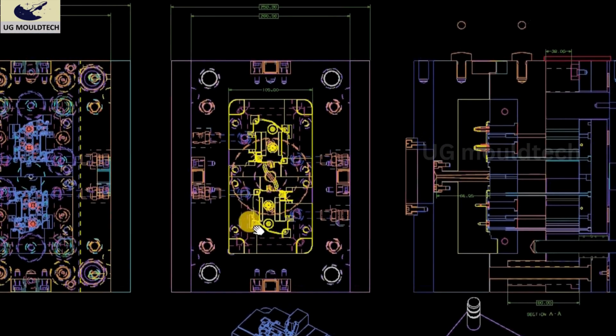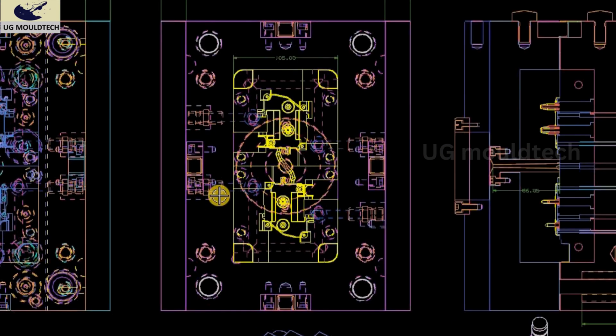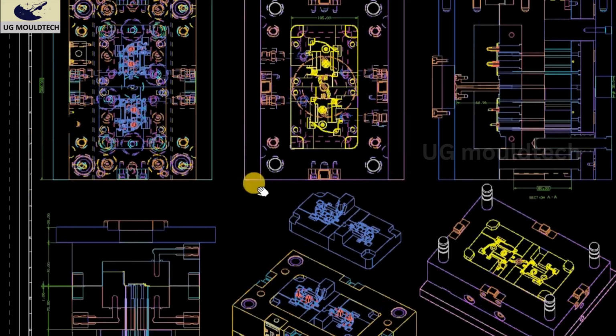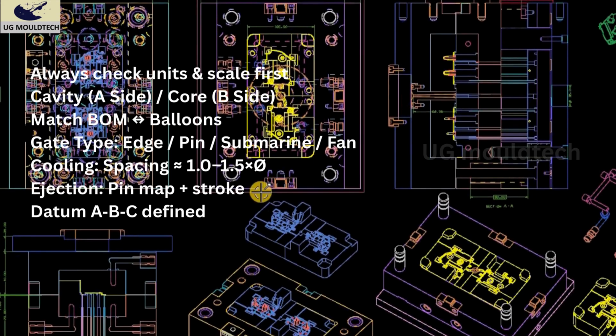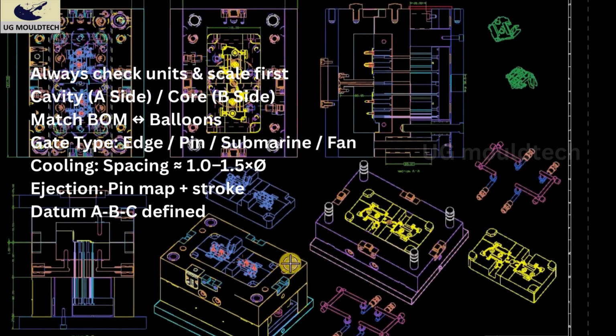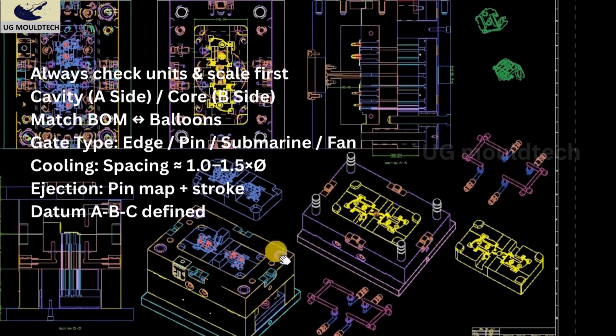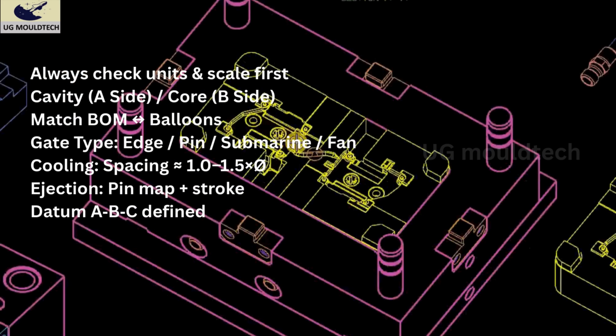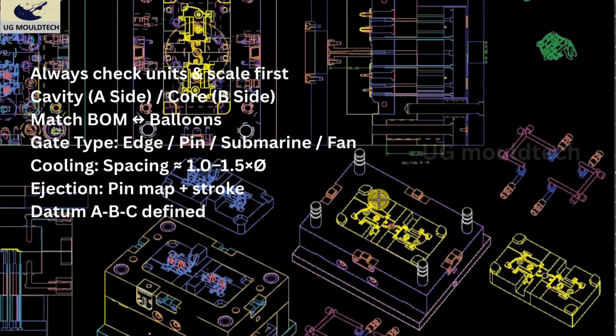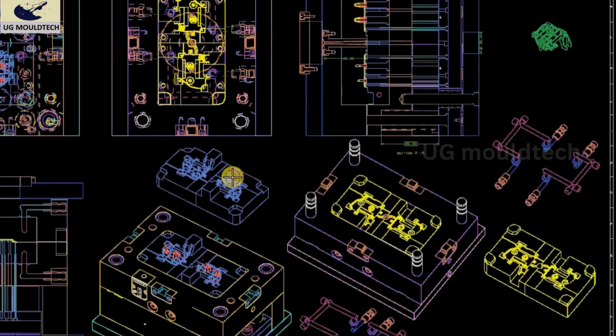So friends, we will see how to read a new drawing in one pass. You can call it the routine checklist. If you get a new drawing, always check the unit and scale. Check cavity side, A side, B side. Match with the BOQ. Check the type of gate used, maybe pin gate, edge gate. What are the different gates there? Check the cooling space. Ejector pin, how it is placed. Check the fits and the surface finish. These are the main points you should always check when you receive a new drawing of a plastic injection mold.